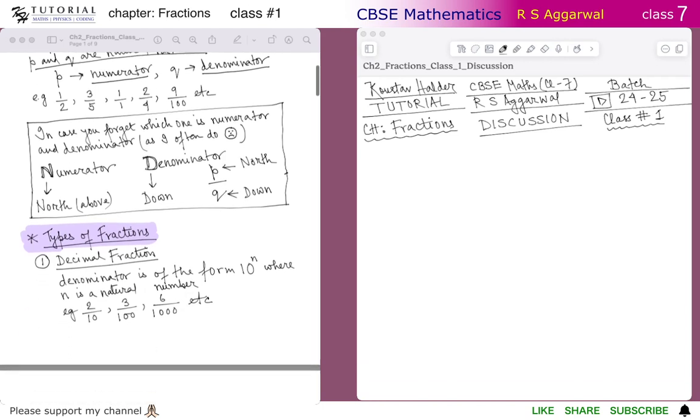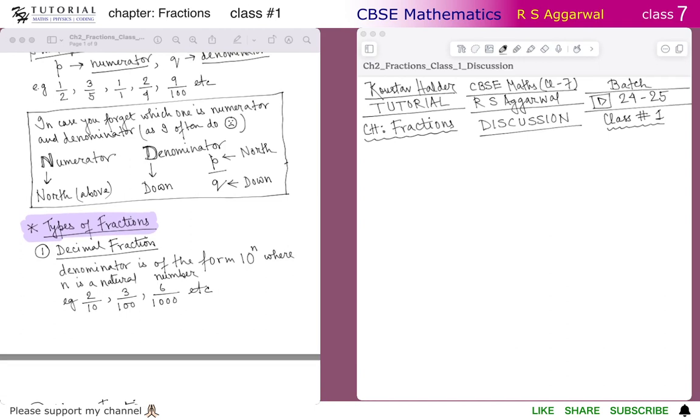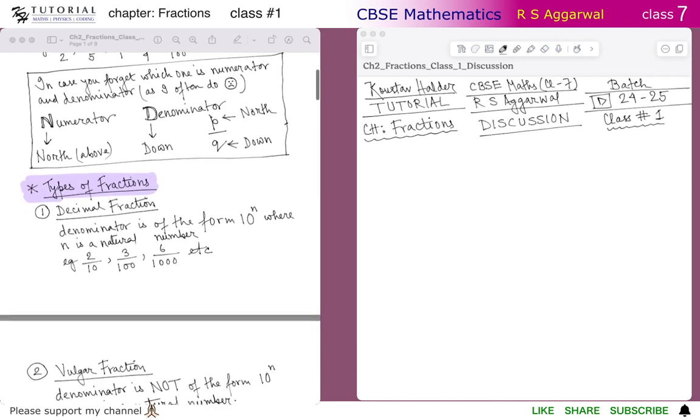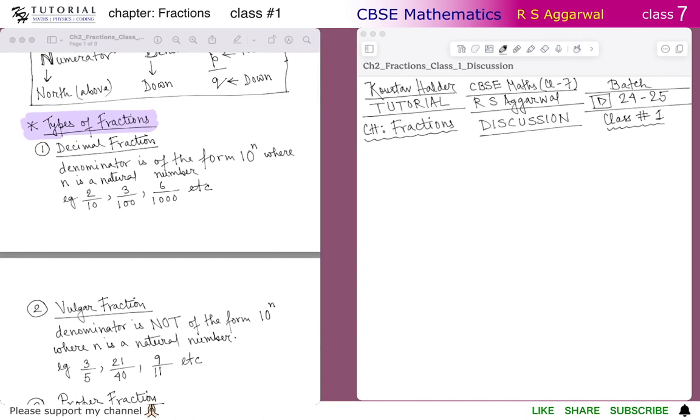Now all the fractions can be categorized into various types. The first one is the decimal fraction. In the decimal fraction, the denominator, that is the q, will be of the form 10 to the power n, where the power is a natural number, that is 1, 2, 3, 4, 5, 6, like this. So as examples, the decimal fractions are like 2 by 10, 3 by 100, 6 by 1000, let's say 7 by 10,000 and so on. So these are the decimal fractions.